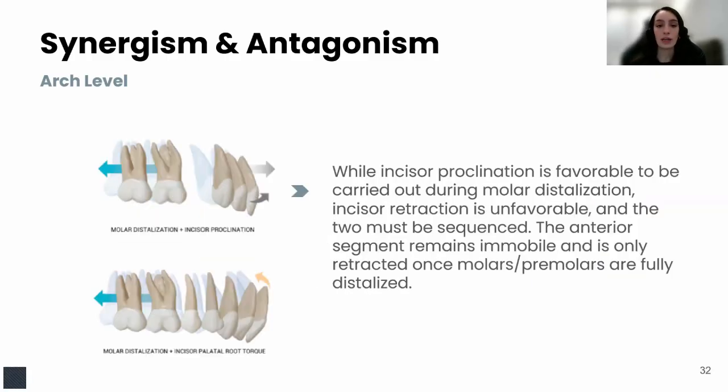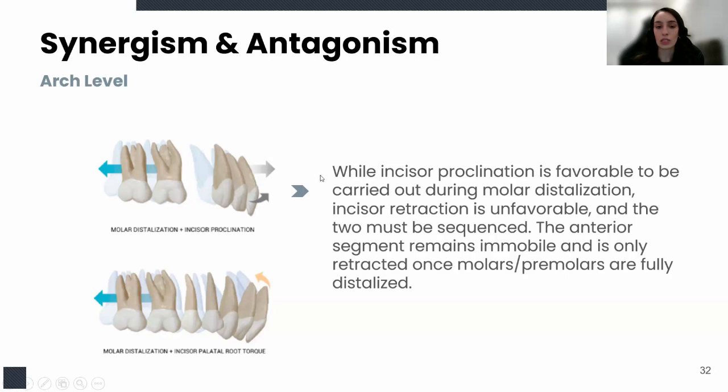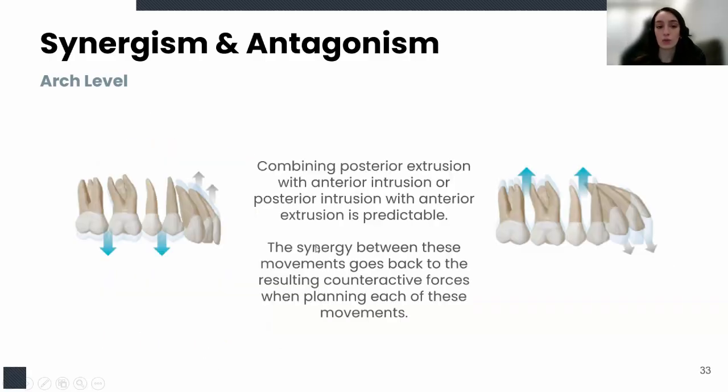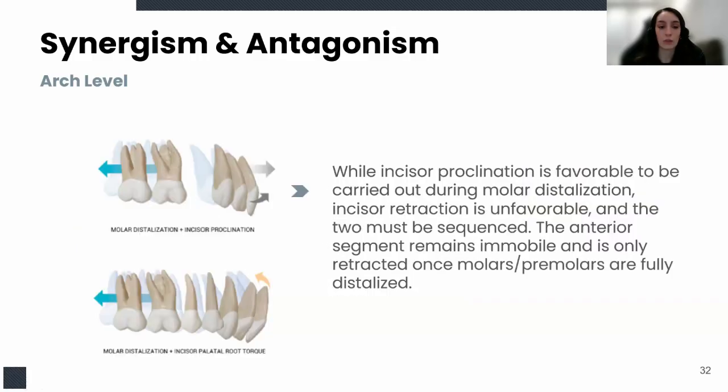Another movement that we can talk about is molar distalization. If I'm planning for distalization, I'm planning for the movement of the posterior teeth backwards. So naturally, the counteractive force would be a force that pushes the anterior teeth forward. Therefore, it is actually recommended to plan proclination of anterior teeth with the molar distalization. However, it's contraindicated to do the opposite. It's contraindicated to do some sort of incisor retraction along with the distalization.